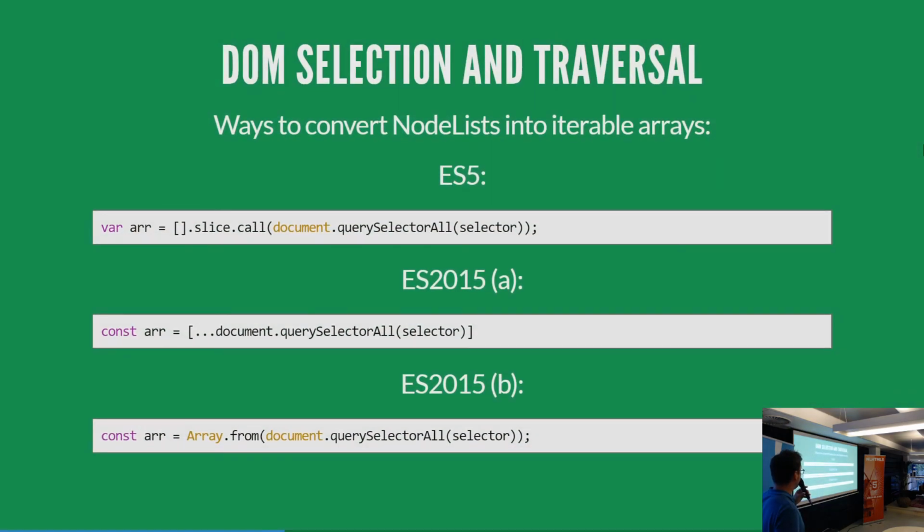Here are the other ways of doing that. So this is the traditional way of converting a node list into an array, and then we have this one that I showed, and then you can also do Array.from, which is the newest one.